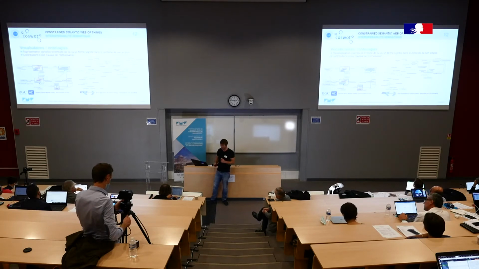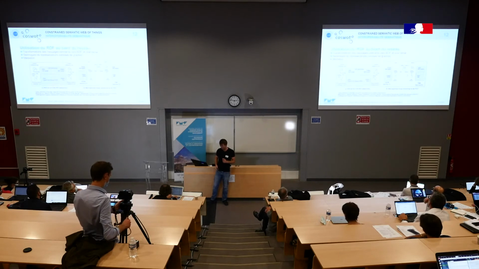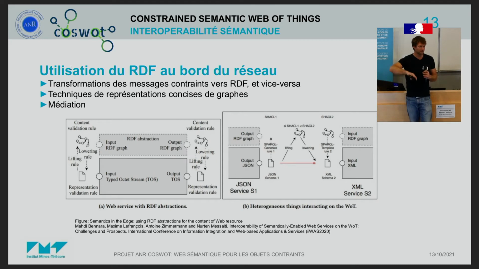So for example, on the left, on the W3C and OGC, and on the right, this is the data model, the knowledge model for SAREF core. We also want to use RDF, so this standard, at the edge. So what does that mean? We need to potentially transform the messages that are constrained and that are flowing on the IoT into some graph representation with RDF, standardized representation, and vice versa potentially.